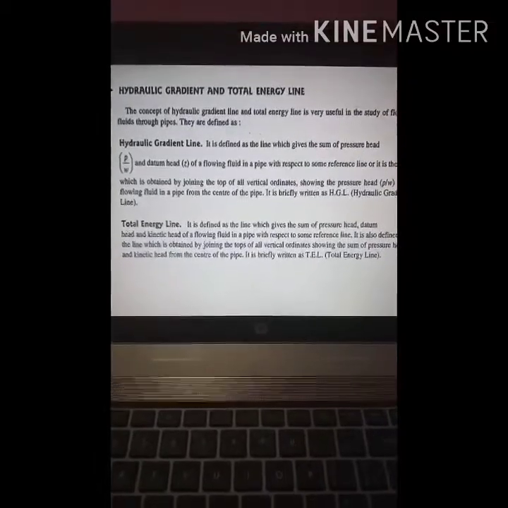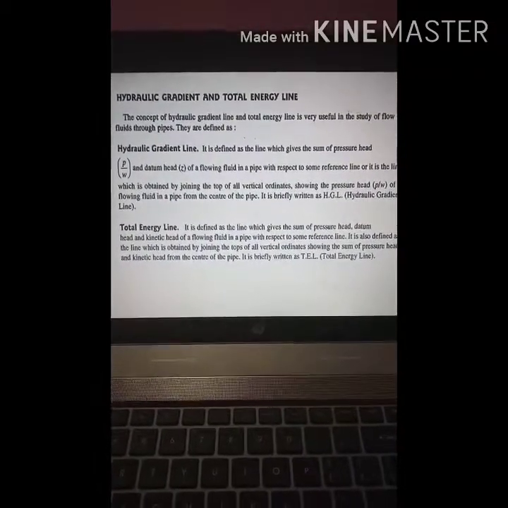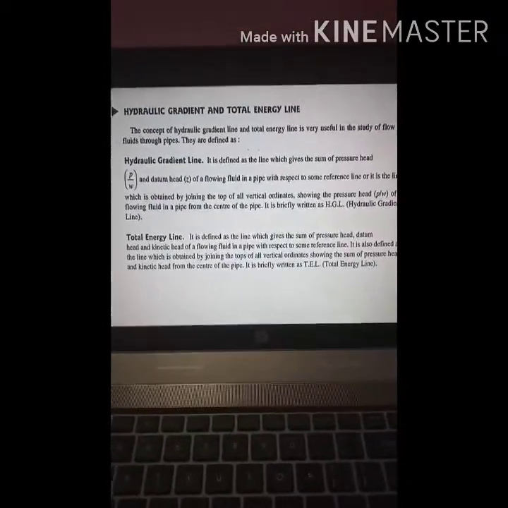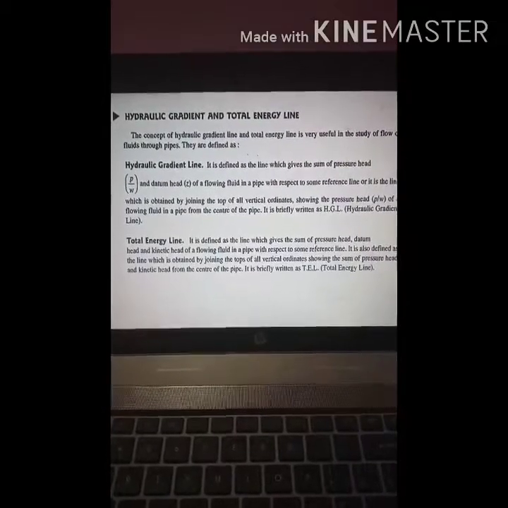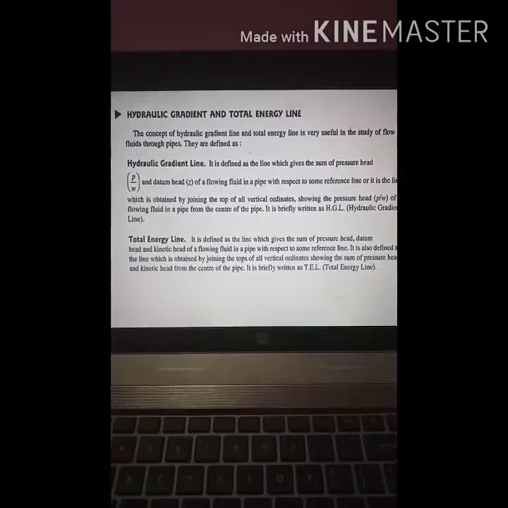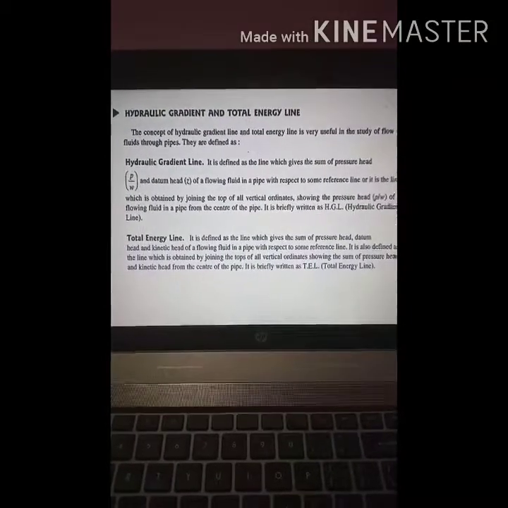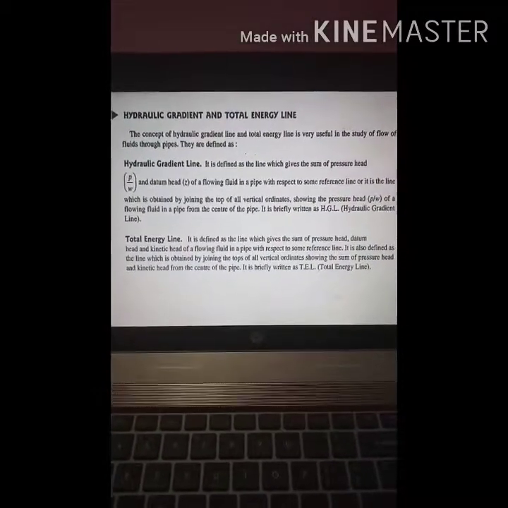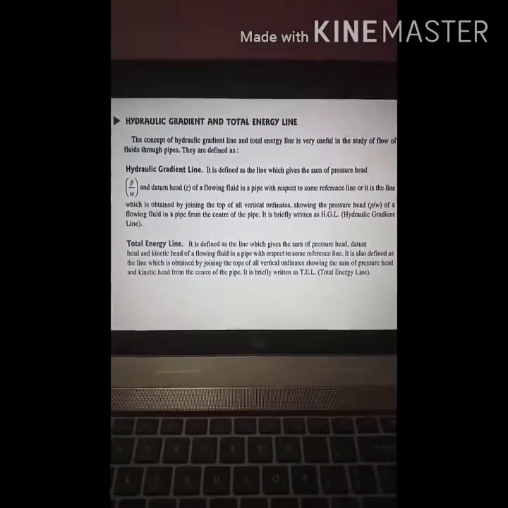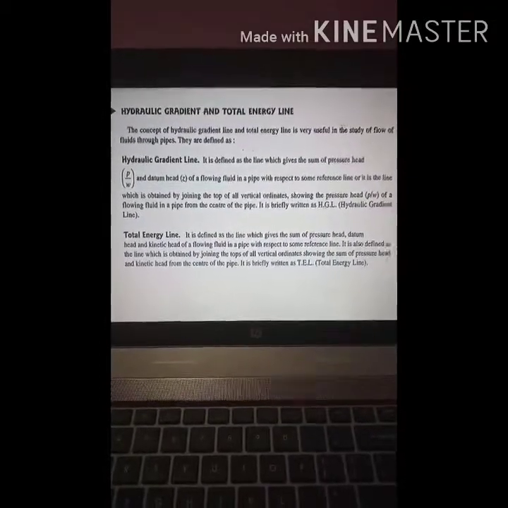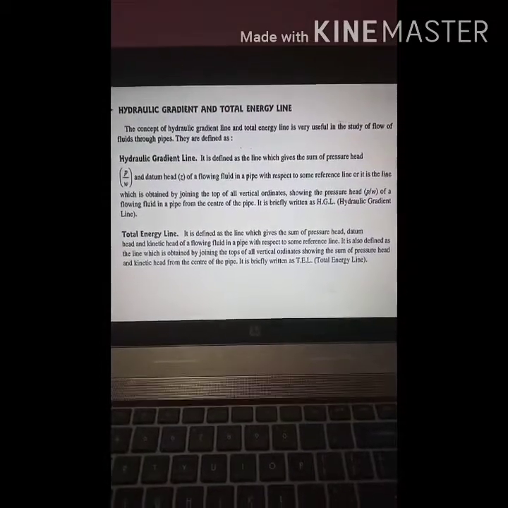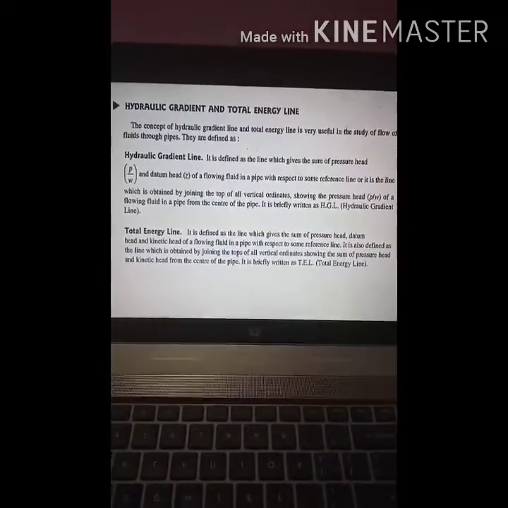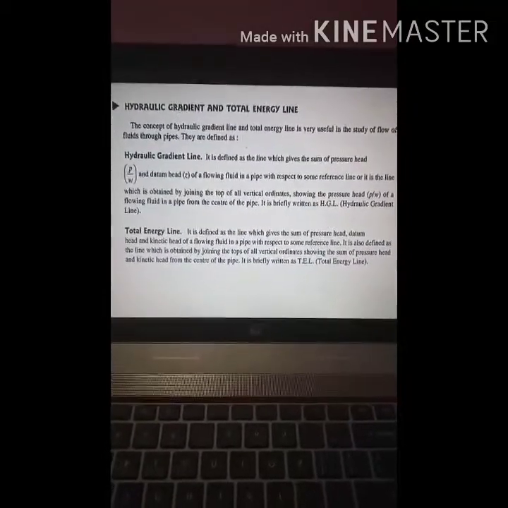Now let us see the last portion of this section, that is the hydraulic gradient line and total energy line. Already we have seen that there are losses happening in the form of pressure loss, velocity loss or kinetic energy loss, and datum loss or potential energy loss. These three losses are considered while defining the total energy line as well as the hydraulic gradient line.